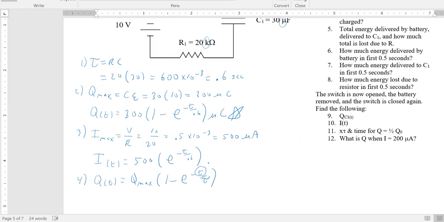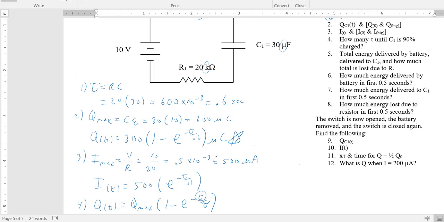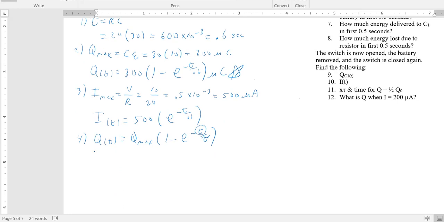They want the charge to be 90%, okay, of the max value. So they want this to be 90% of that. So that's the shortcut way of doing this. And then 1 minus e to the negative t over tau.